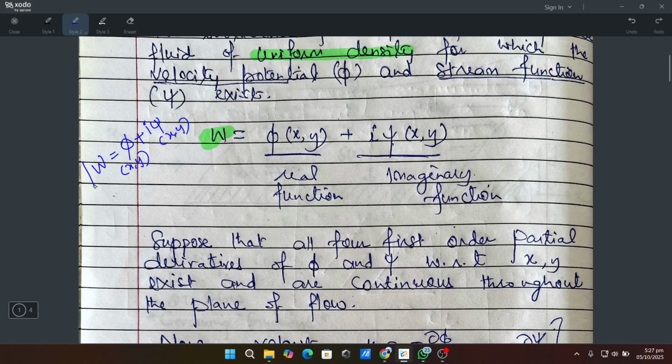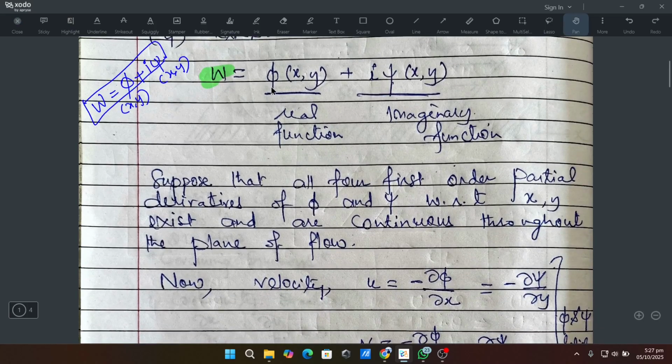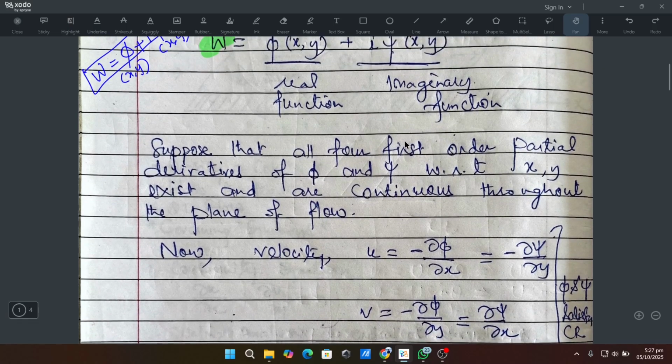This is the basic idea behind that. Now see, w is equal to phi of x, y plus i psi of x, y, right? This is phi and this is psi. This is the real function and this is of course the imaginary function. Suppose that all four first order partial derivatives of phi and psi with respect to x, y exist and are continuous throughout the plane of the flow.